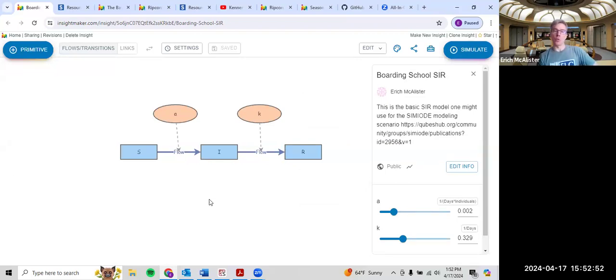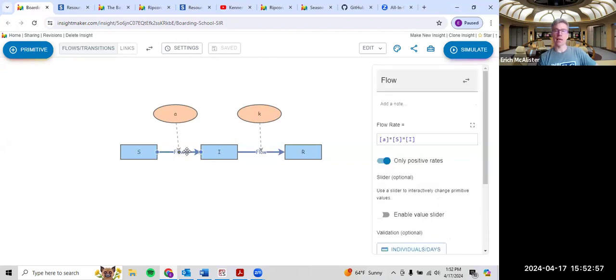Then there are the flows. So the flows, you click on that, and this is where you get the flow rate. So the flow rate is given by ASI. Again, this is something where when you're teaching the class, you would say, what is the flow from S to I, and kind of develop this.